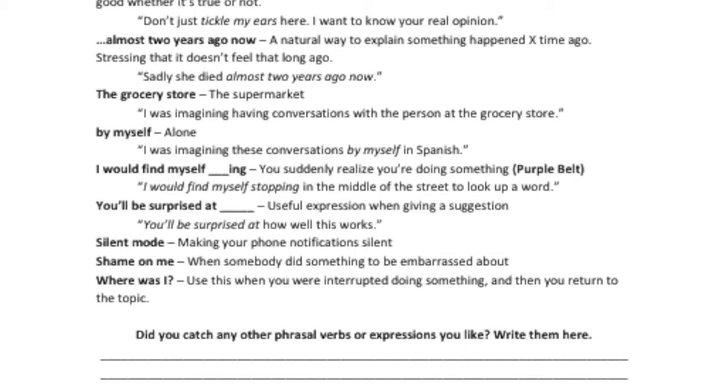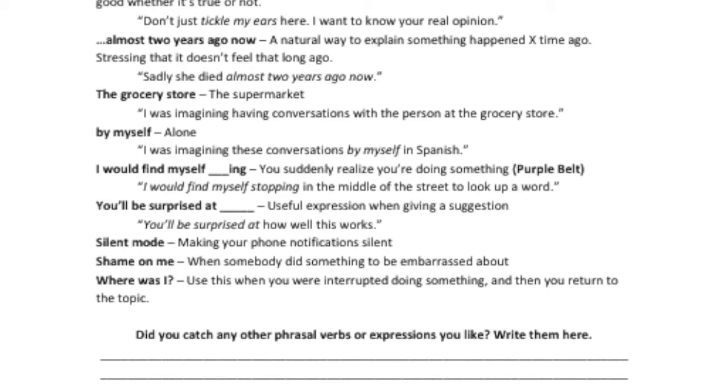Next, I would find myself doing something. When you find yourself doing something, it's a more advanced expression for saying you suddenly realize you're doing something. If you suddenly realize it, you find yourself doing it, right? I would find myself stopping in the middle of the street to look up a word in the dictionary, right? I would just automatically do it and then realize what I was doing, right? This expression is more advanced, probably for a purple belt level maybe, all right? To really know and understand and use. If you can't get the concept yet, don't worry about it. The more you learn, the more advanced you'll become, right?